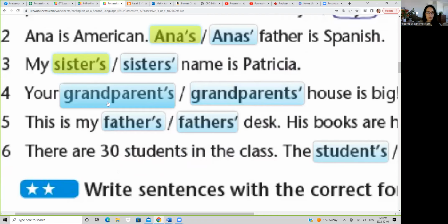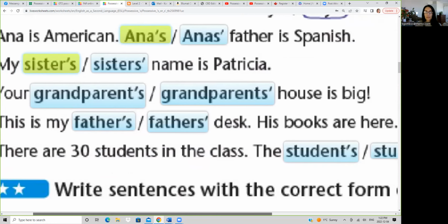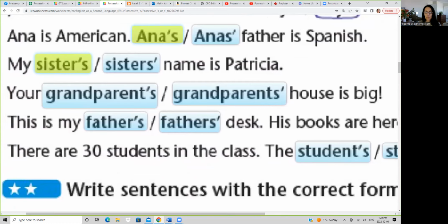Okay. Number four, I do one more for you. Your grandparents' house is big. How many grandparents do you have? You have a grandmother and a grandfather. So grandparents is plural, grandpa and grandma too. That's why it's already plural and the apostrophe goes after. So your grandparents' house is big.